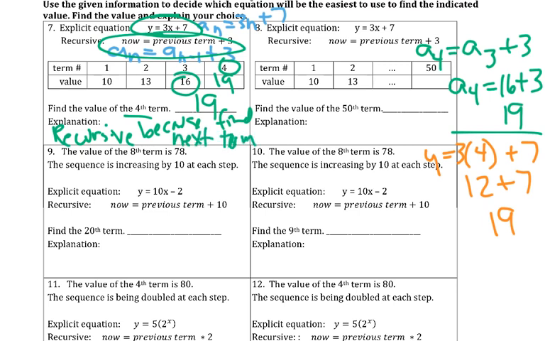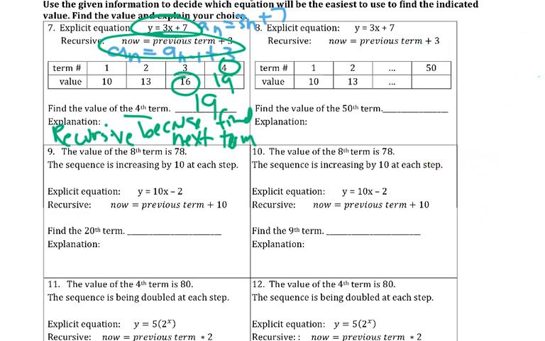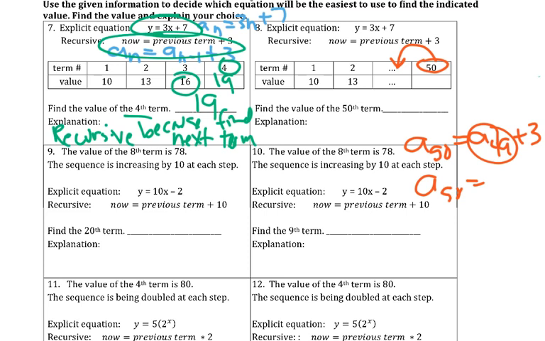Okay. Now let's take a look at number 8. So now it's got the same explicit and same recursive equation, but now we're looking for the 50th term. So if I'm using the recursive, a sub 50 equals a sub 50 minus 1, or 49, plus 3. Okay, so a sub 50 equals, now do we know what a sub 49 is? We don't. Okay, so we'd have to start clear back from 2. Okay, so I think we can see right off the bat that one's not a very good idea. So let's try the explicit.